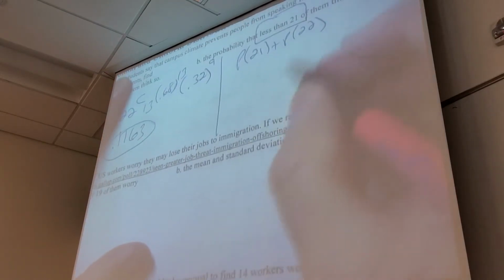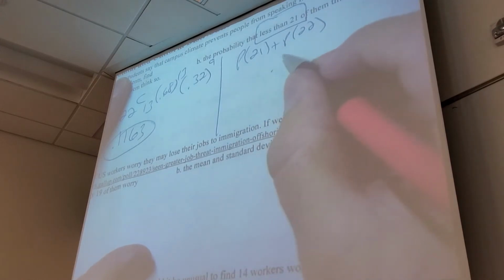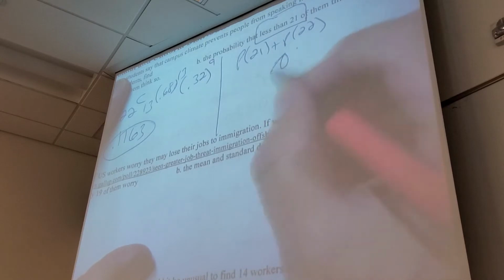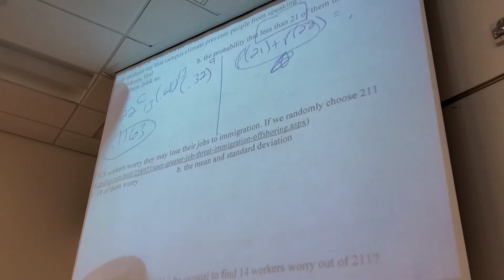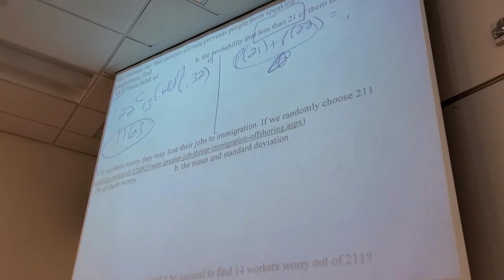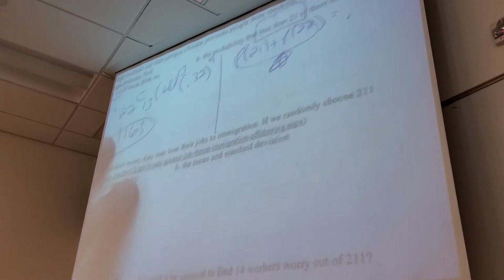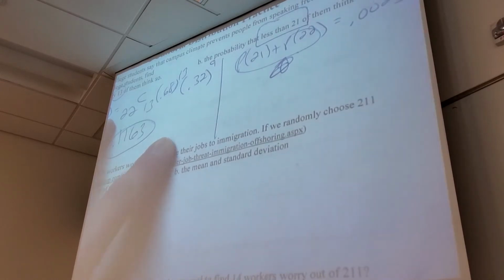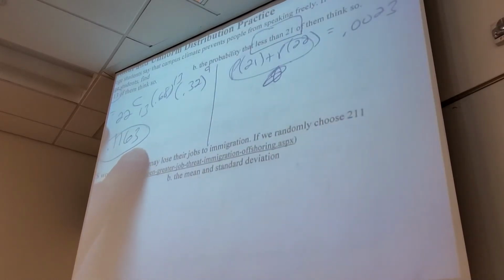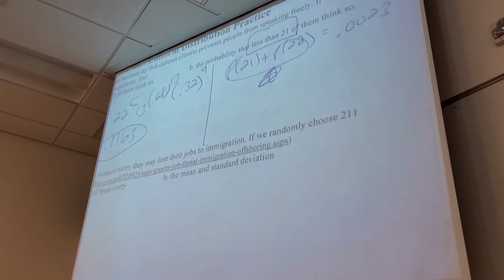And you should get, I don't remember anymore. One of them was going to be 0.0002, because it was like times 10 to the negative 4, and the other one was 0.0021. So 0.0023 total when you add those together. So that's the answer to the opposite of less than 21.